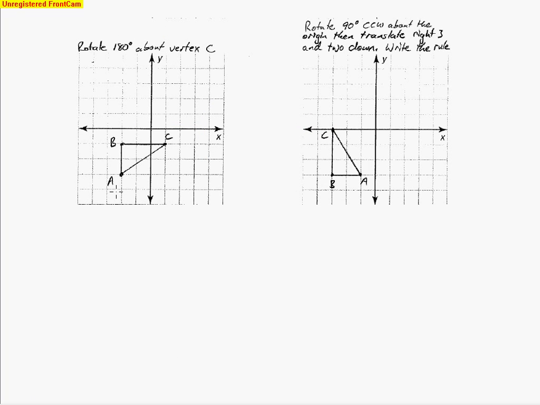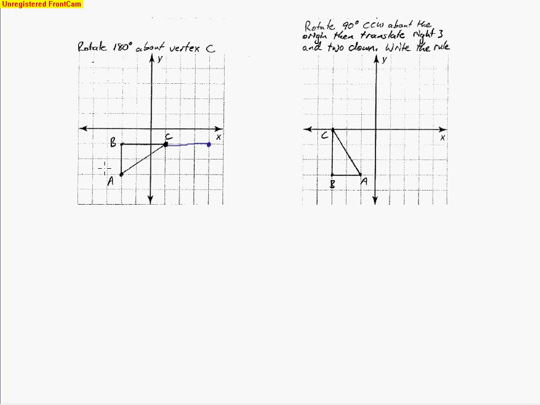And so now it says rotate 180 degrees about vertex C. So 180 degrees is going to bring, and we're going about this vertex right here, it's going to bring this B value all the way over to the opposite side. So it's going to make a straight line going across right here. But look where A is.